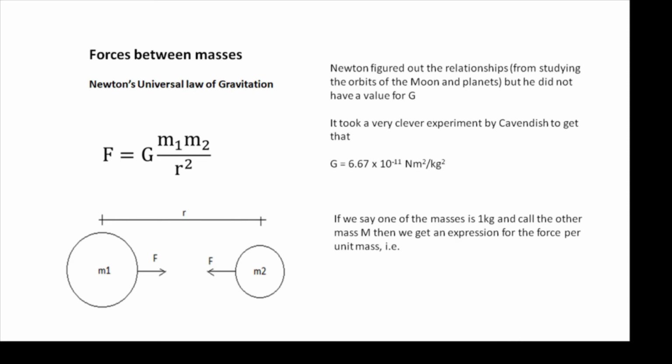Newton figured out this relationship by looking at the orbit of the moon and the planets. Kepler's laws helped a lot, but he didn't have a value for the constant, big G, which is Newton's universal gravitational constant, and it took a very clever experiment by somebody called Cavendish to get a value for big G. And we have it now, 6.67 times 10 to the minus 11 newton meters squared per kilogram squared. Now, looking at this equation, if we say one of the masses is a kilogram, then this will tell us the force per kilogram, and we will get the expression I mentioned before, little g is GM over r squared.